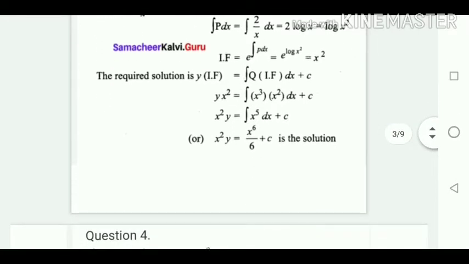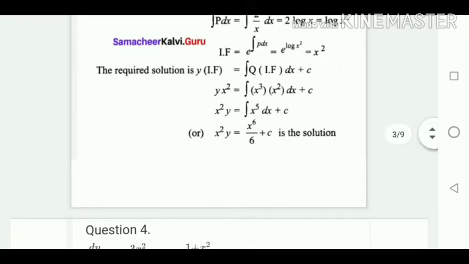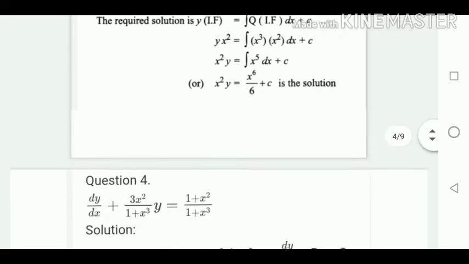Then the required solution is y into IF equal to integration of q into IF dx plus c. So the value of IF equal to x square, therefore y x square equal to integration of q equal to x cube and IF equal to x square dx plus c. So x square y equals, the power of x becomes 5 because x cube and x square, we are getting x power 5 dx plus c. If you integrate x power 5, we are getting x power 6 by 6 plus c. Therefore the answer becomes x square y equal to x power 6 by 6 plus c, that is the solution.